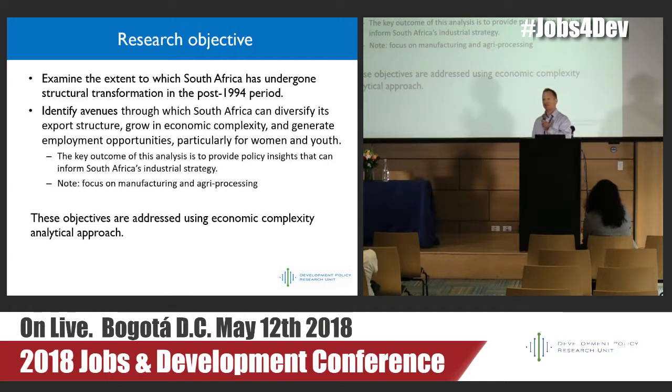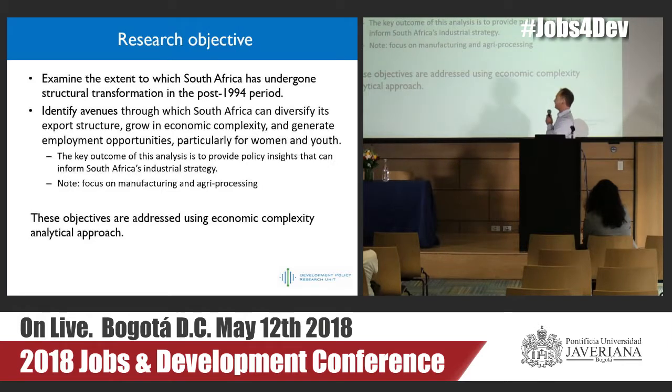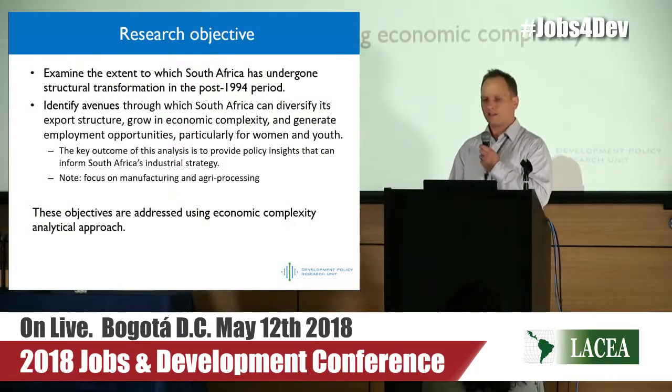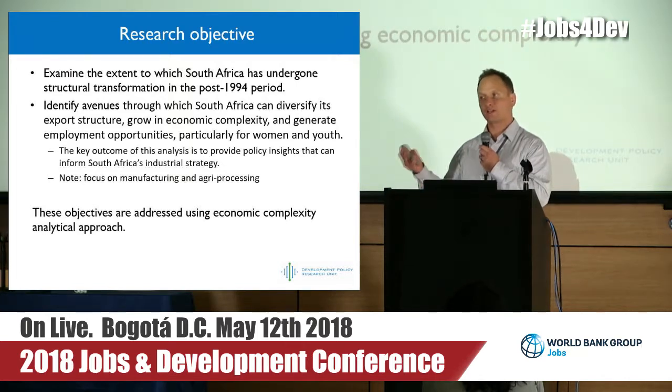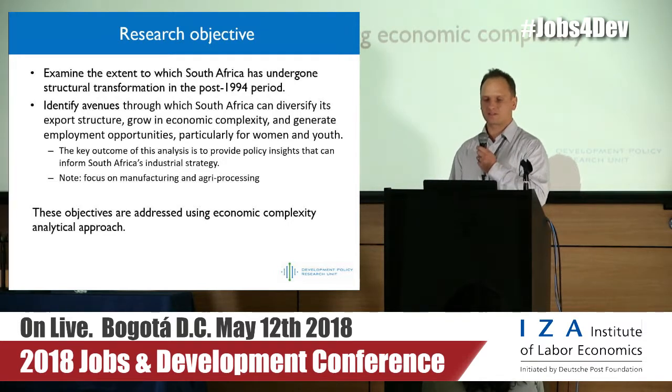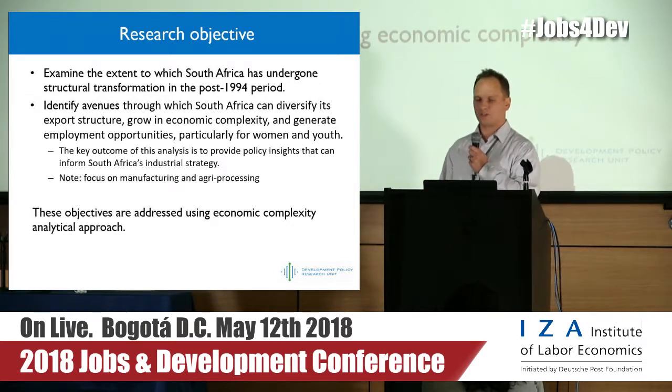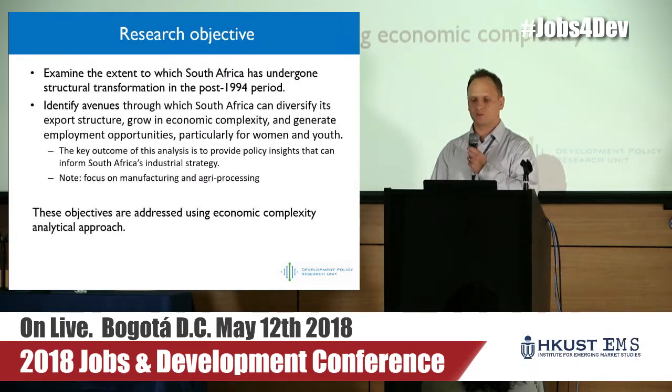This is the South African case study. So we've got the 4 countries, and you get the South African version here. But really, there were a few research objectives. Really, examine the extent to which South Africa has undergone structural transformation in the post-apartheid period, and then identify avenues through which South Africa can diversify its export structure, grow in economic complexity, and generate employment opportunities specifically for women and youth, and then obviously to feed into policy.